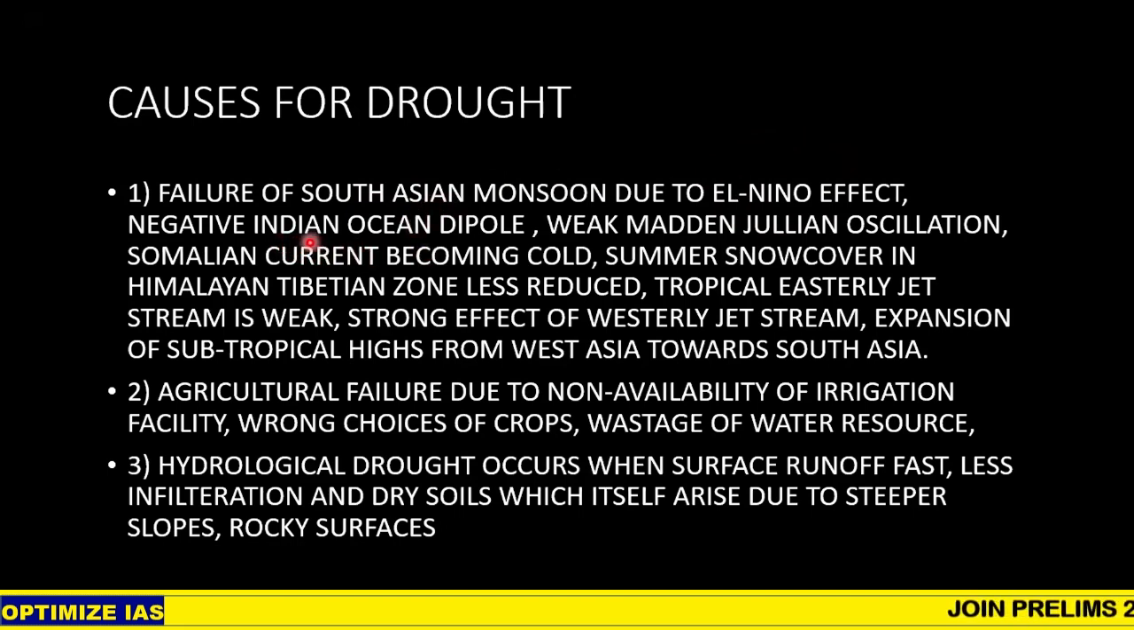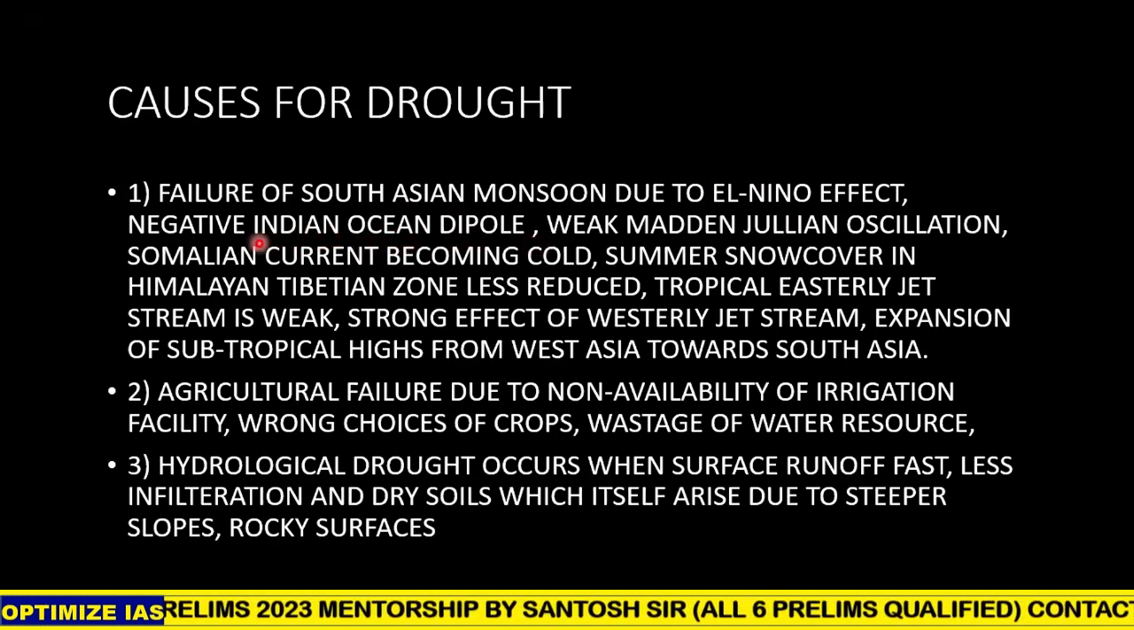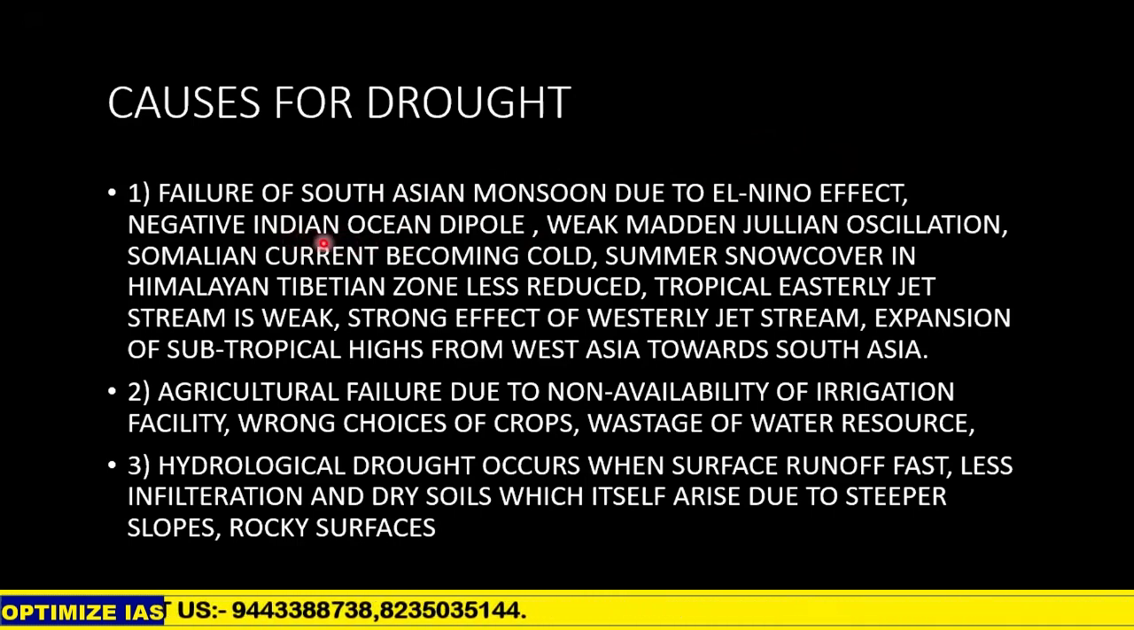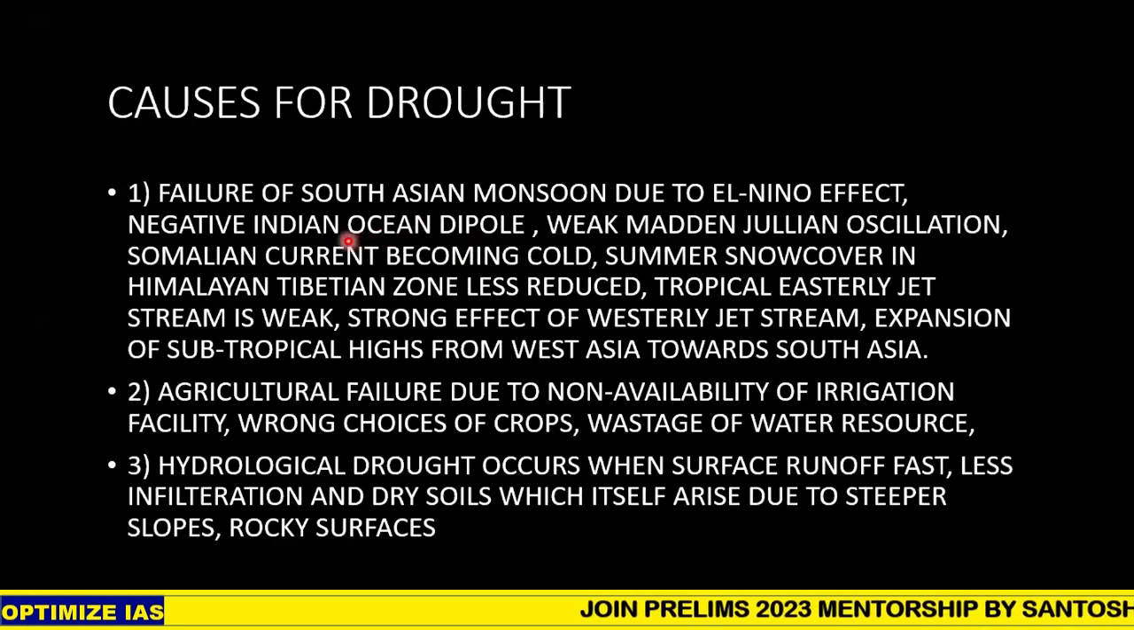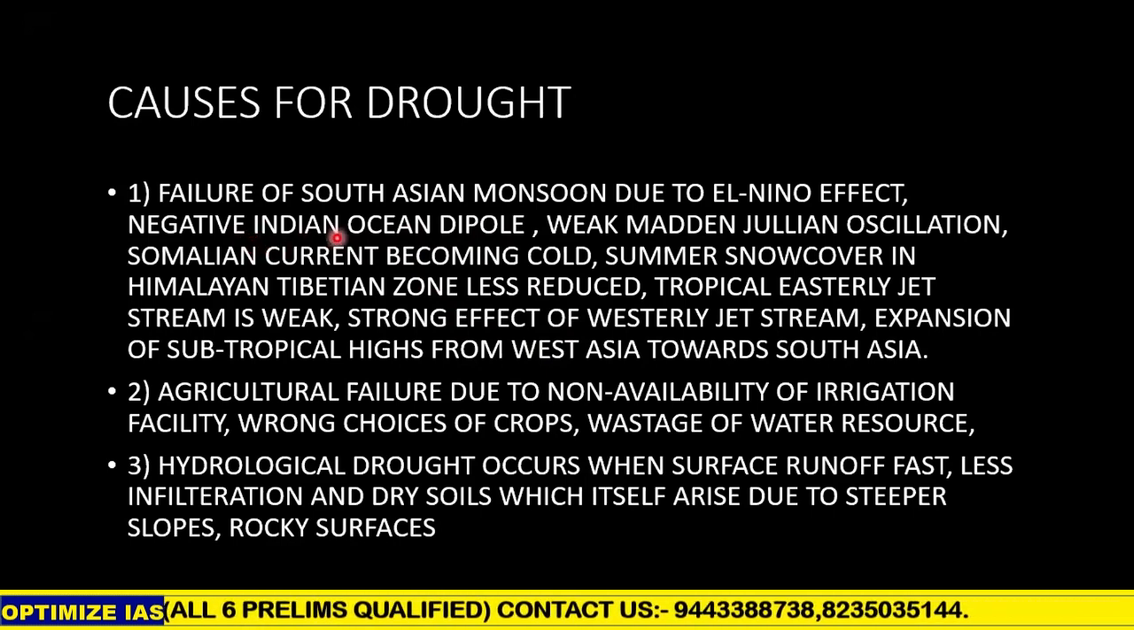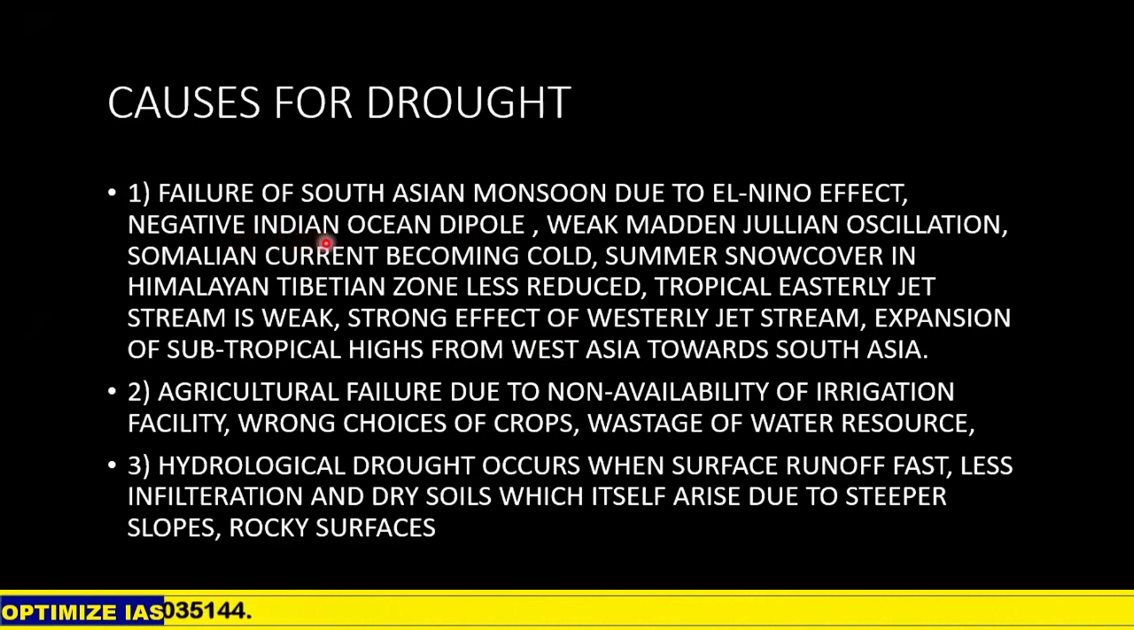Another effect is over the Indian Ocean. Whenever the Indian Ocean, Bay of Bengal and Arabian Sea waters are observed, they have a seesaw effect. And that seesaw effect is called the Indian Ocean Dipole mechanism. Negative IOD means the Bay of Bengal waters are relatively warmer and the Arabian Sea waters are cooler. That kind of situation is called negative IOD. Please understand what is negative IOD.